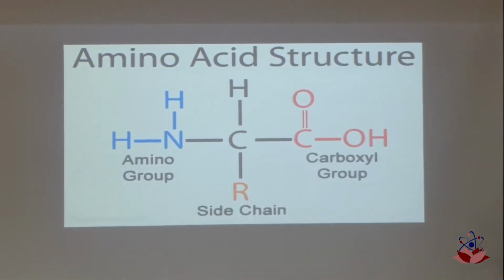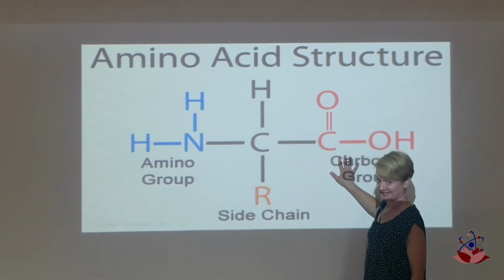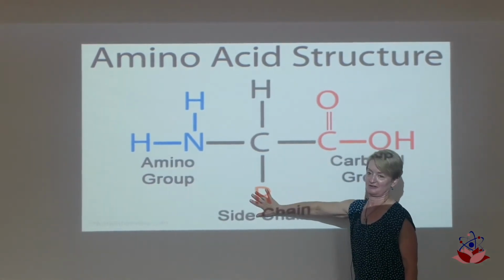But what's important about this image is to recognize that every amino acid is the same except for what's happening in that.